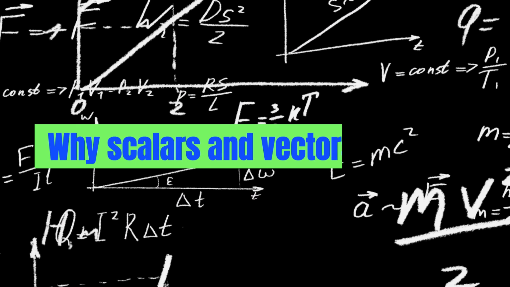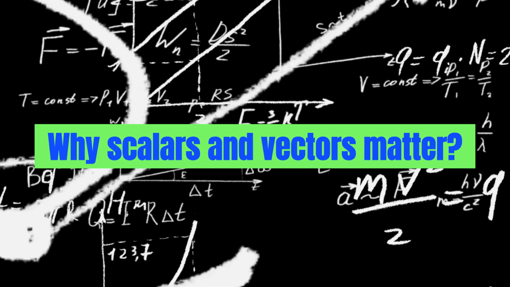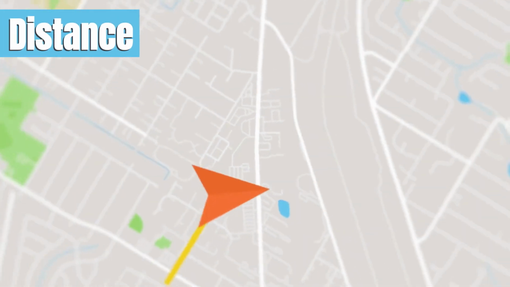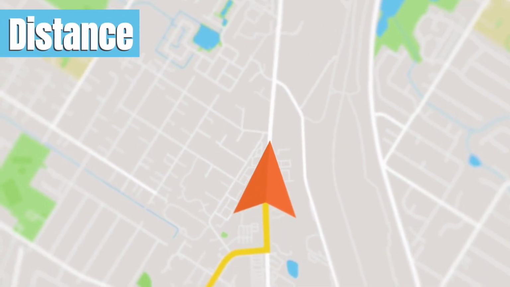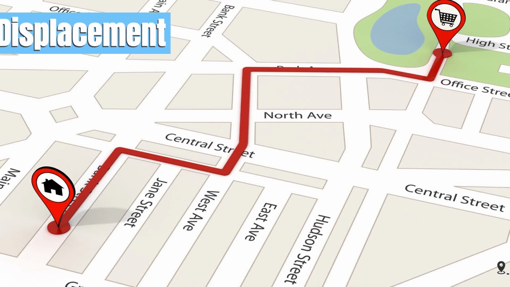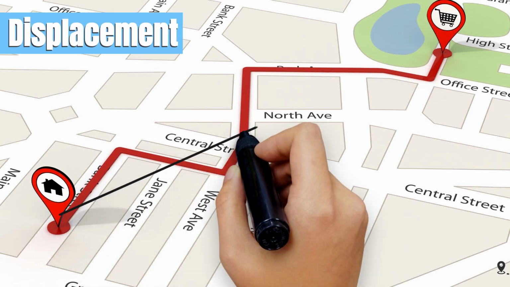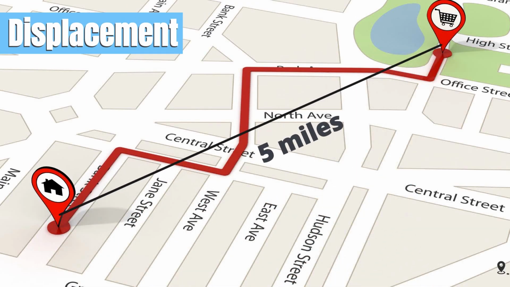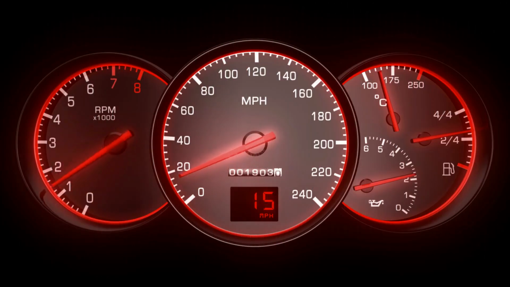Why does this matter? Because in physics, direction matters. If you're trying to find out how far you've traveled overall, distance is all you need. But if you want to know how far you've moved relative to your starting point, or which way you've gone, you need displacement. Let's think about driving.